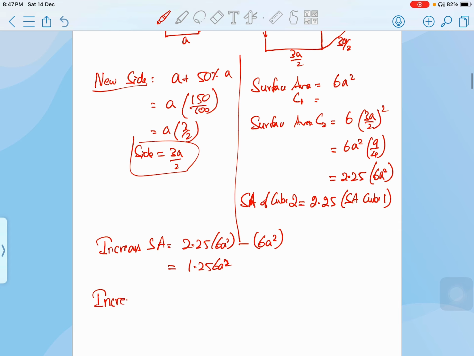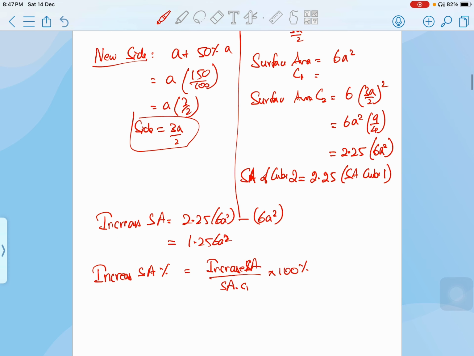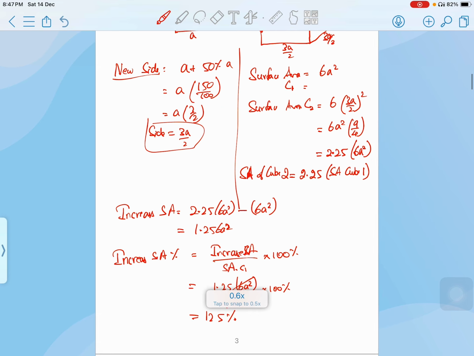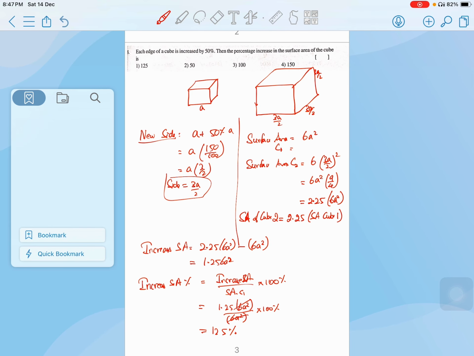So increase in surface area percentage will be increase in surface area divided by initial surface area, or beginning surface area of the cube 1, into 100 percentage. So that will be increase is 1.25 times 6a square divided by 6a square into 100 percentage. This and this cancel. So you will get 125 percentage increase. Can you understand? So option first one, 125 percentage.